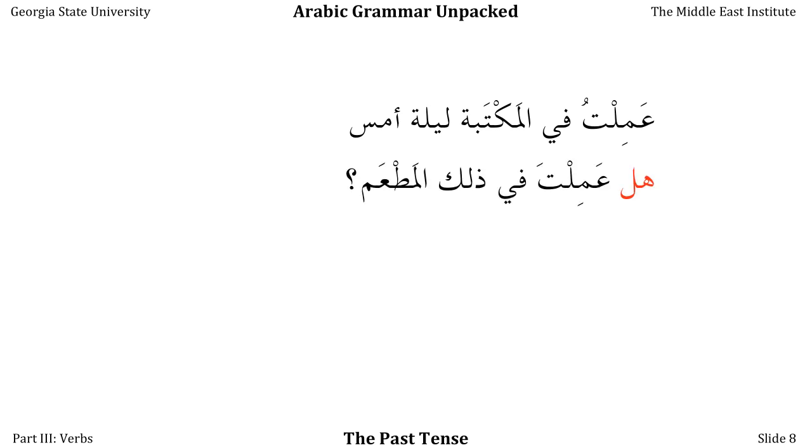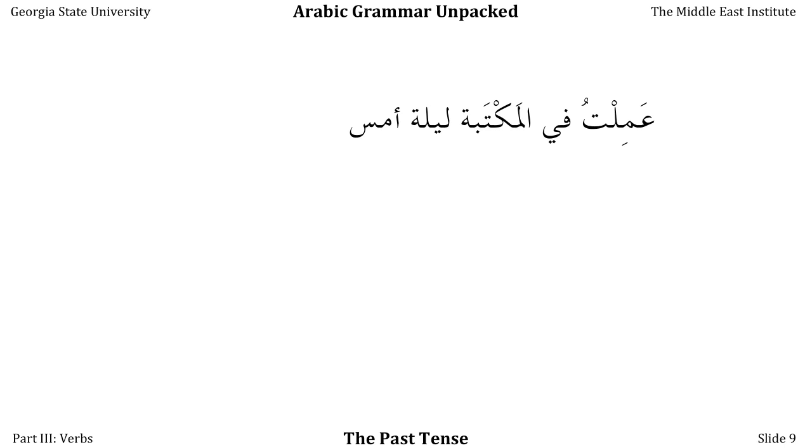We can use question words with the past tense, and they work just like they do with the present tense. Hal amilta fi dhalik al-matam. Did you work in that restaurant? Or aina amilti laylat ems. Where did you work last night? And in this case, because we have the full voweling, we can tell that we're talking to a woman. So, amiltu fil mekteba laylat ems. I worked in the library last night.